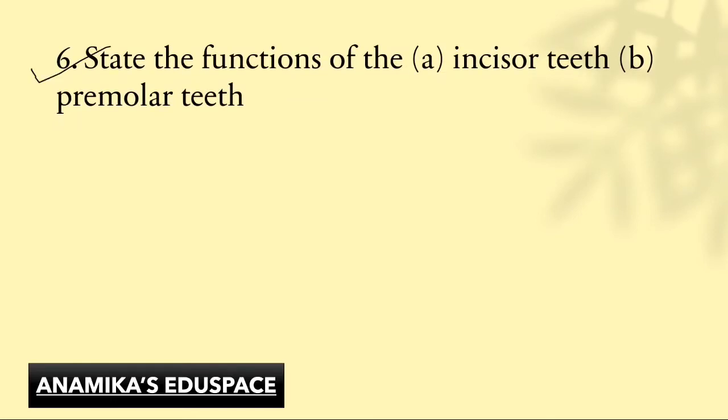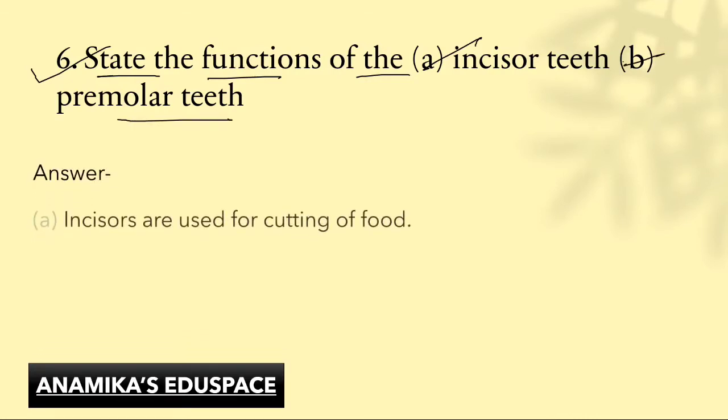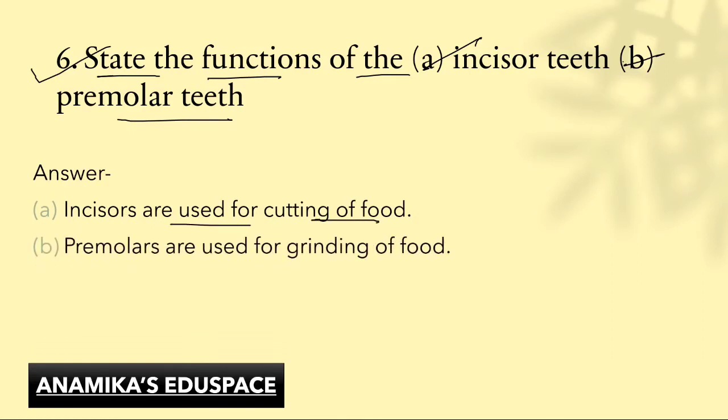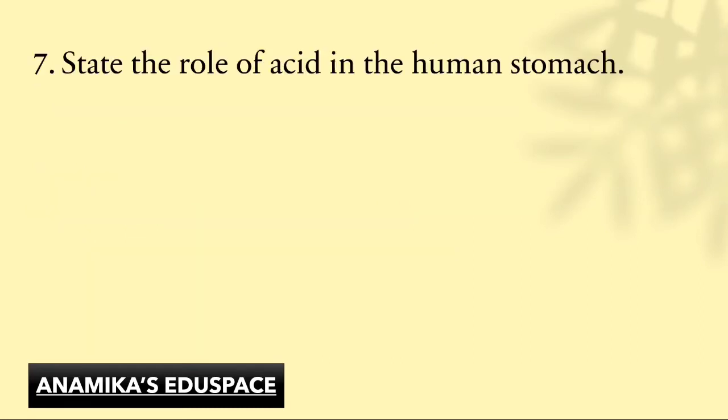Question number 6. State the function of A, incisor teeth. B, premolar teeth. Answer. A, incisors are used for cutting of food. B, premolars are used for grinding of food. Question number 7. State the role of acid in the human stomach.